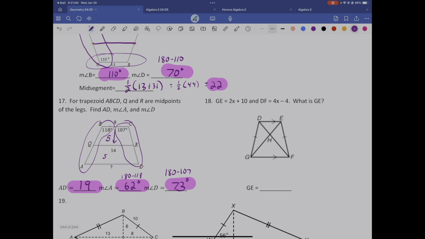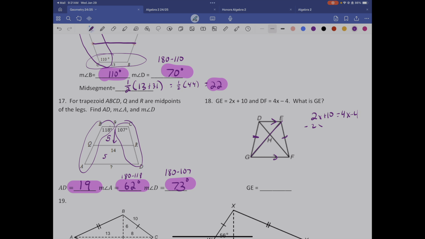Number 18, we got an isosceles trapezoid. I know it's isosceles because we got these 2 parallel and those 2 congruent. So the diagonals are congruent. So the distance from G to E is 2x plus 10. That has to equal the distance for there.